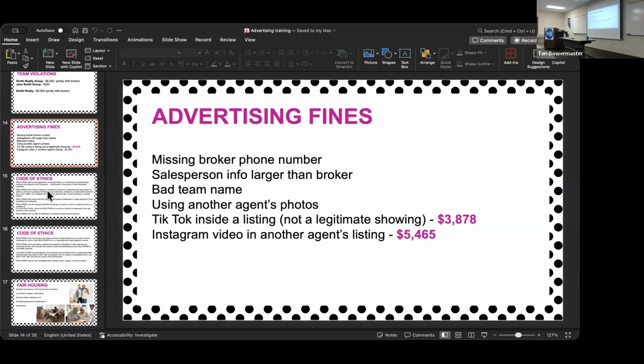TikTok inside a listing, setting it up as a showing and then not taking a buyer with you, but doing a TikTok video, $3,878. And then similarly, an Instagram video, same scenario in another agent's listing, that one was $5,465. Danielle, is the state or whomever actively looking for this stuff, or is it usually somebody reporting?